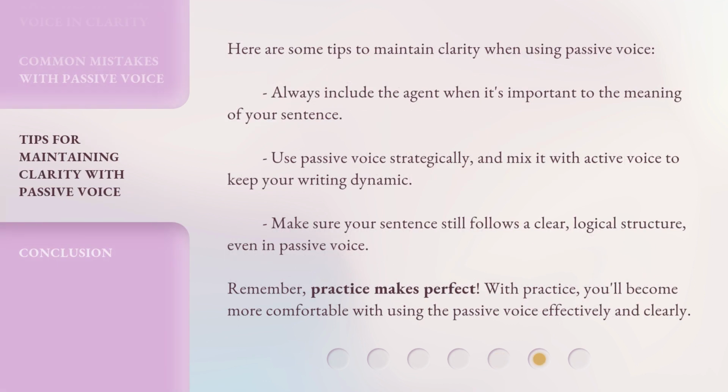Here are some tips to maintain clarity when using passive voice. Always include the agent when it's important to the meaning of your sentence. Use passive voice strategically, and mix it with active voice to keep your writing dynamic. Make sure your sentence still follows a clear, logical structure, even in passive voice. Remember, practice makes perfect. With practice, you'll become more comfortable with using the passive voice effectively and clearly.